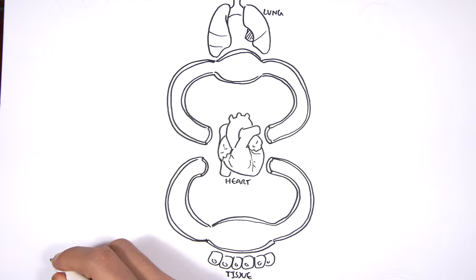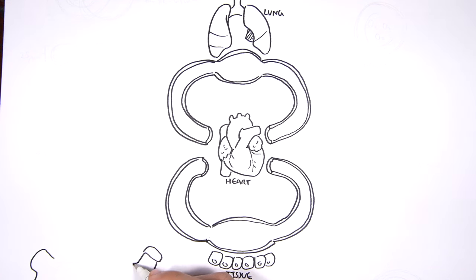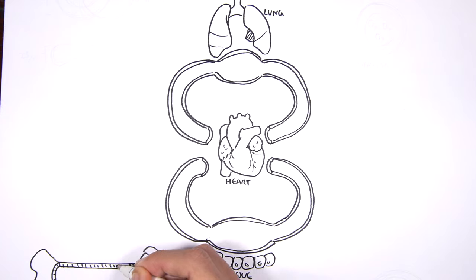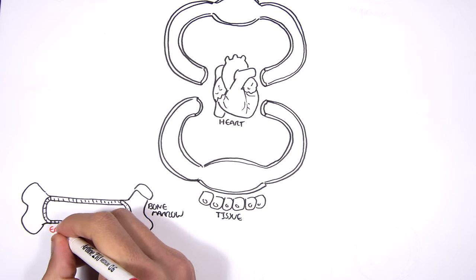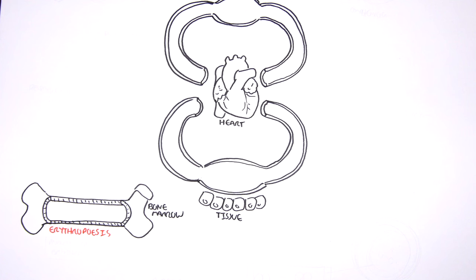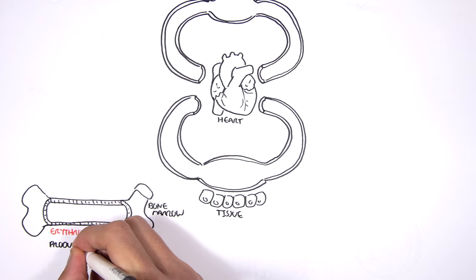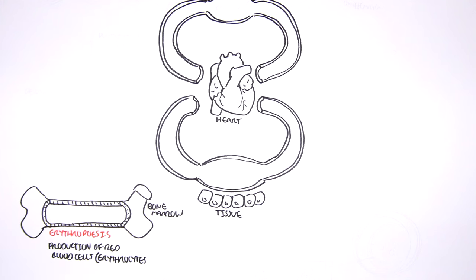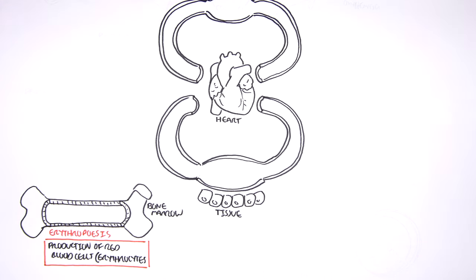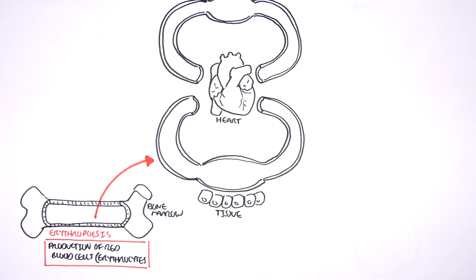So the red blood cells are produced by stem cells within the bone marrow, hematopoietic stem cells in the bone marrow. The production of red blood cells is known as erythropoiesis. So erythropoiesis is the production of red blood cells, also known as erythrocytes. Once produced, the red blood cells will mature within circulation.